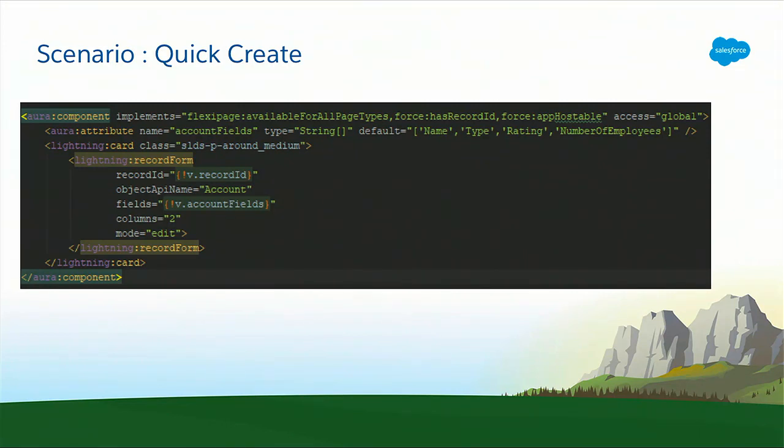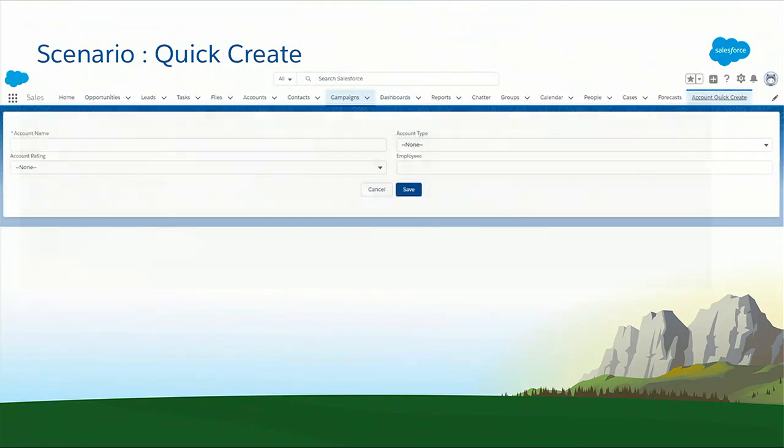So then we have our Lightning record form. And notice I have a list of 4 fields that I'm going to put on the screen. I just write down the field names that I want, and I'm going to send that into the Lightning record form, and it's going to display those 4 fields for me. I'm in edit mode, which means I can create new records, or I can edit an existing record.